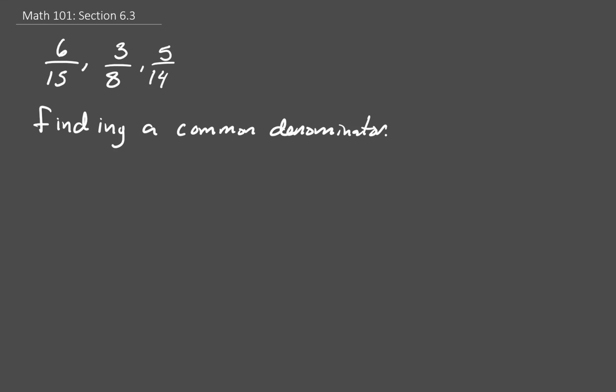So the idea is each of these fractions represents some whole thing divided up into parts, and then I have some of those parts. So this first one has 15 equal parts, and we're interested in 6 of them. The second one has 8 equal parts, and we're interested in 3 of them. The last one has 14 equal parts, and we're interested in 5 of them. Okay, so I've broken some whole thing up. Think of it as a pie or a pizza or a cake or something, and I've got 15 equal pieces, 8 equal pieces, 14 equal pieces.